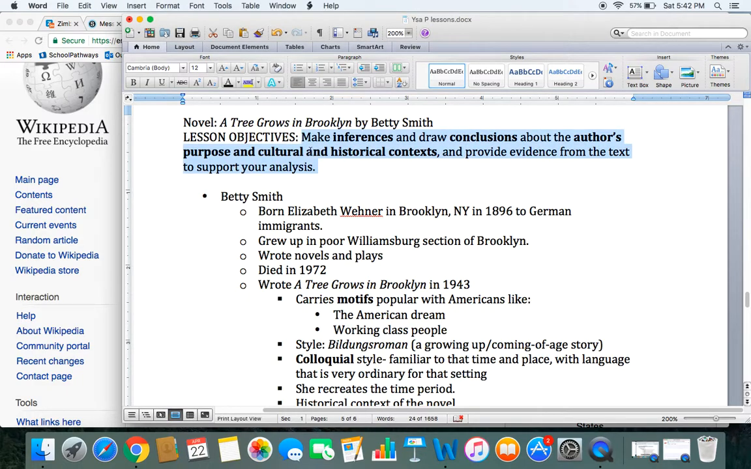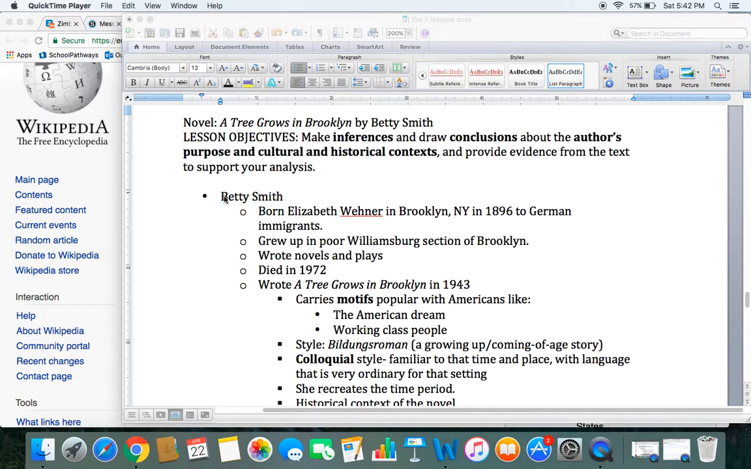Your lesson objectives are to make inferences, that's an educated guess, and draw conclusions or make decisions about the author's purpose and cultural and historical contexts, and provide evidence from the text to support your analysis. So as you're thinking about that, I want you to know a little bit more about Betty Smith.